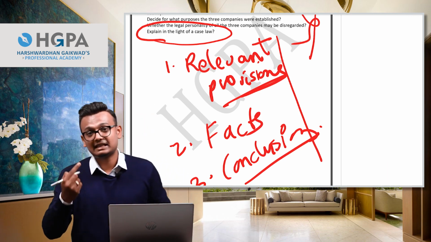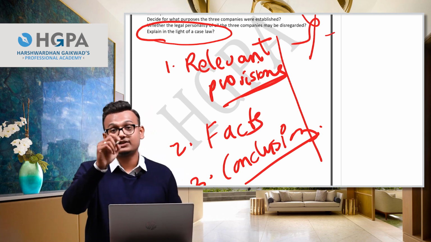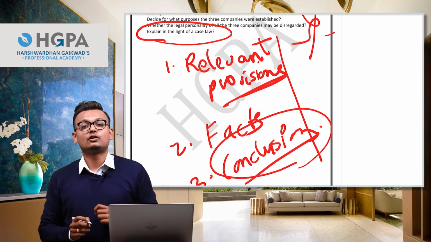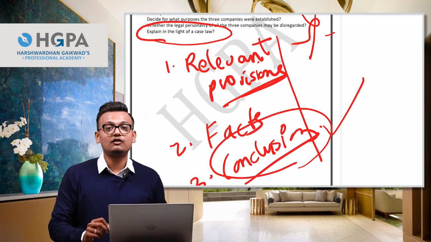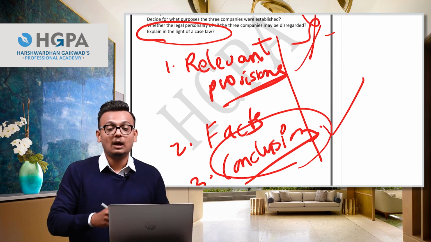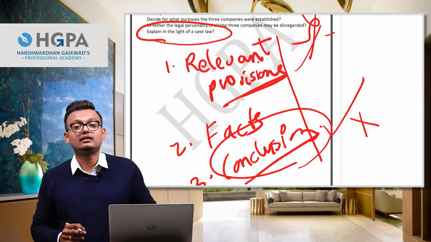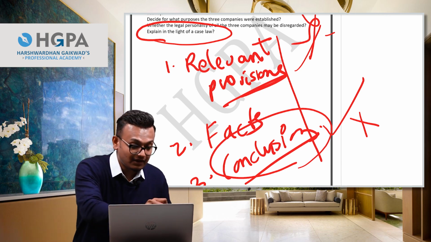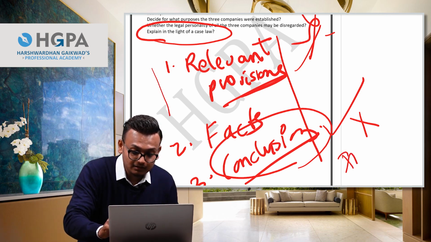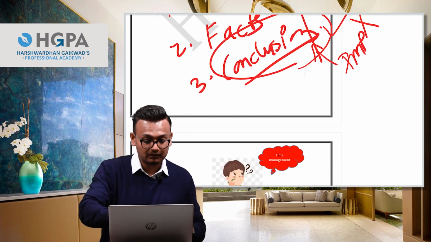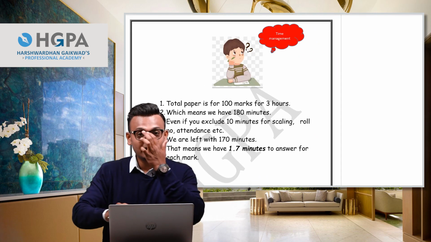Now, if I was the examiner, if this question came, what would I check first? First, I'll jump to the conclusion. Whether you have written the conclusion or not. If your conclusion is correct, yes, I will give you marks. Then only I'll start reading everything. But if your conclusion is wrong, I will not bother to read the other things. So everything should be right, but the most important is this: your conclusion. Okay. Now, most important, time management.